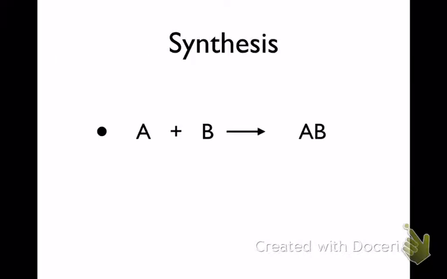The first that we'll look at are reactions that we call synthesis reactions. So you can see that we're going to have some substance A, it could be an element or a compound, is going to react with another substance, an element or compound B. They'll come together and they're going to form a single product AB.